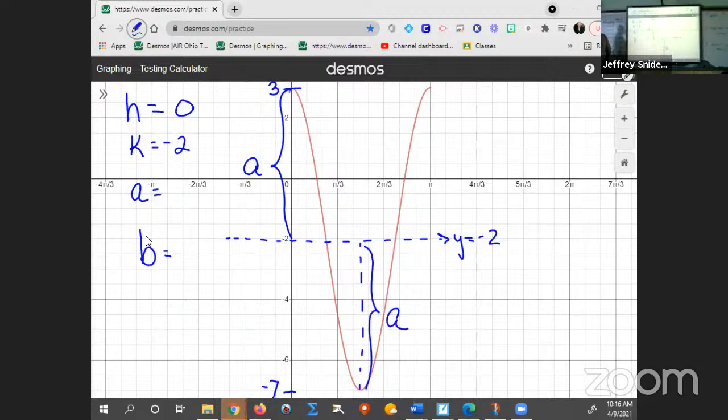And on this one, you could just count if you needed to. But what I have to make sure of, every square is not 1. Every square is worth 1/2, right? So how far is it from here to here? Well, from -2 to 3 is a distance of what? From -2 to 3 is a distance of 5.